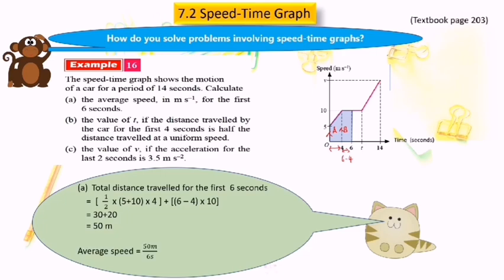So average speed equals 50 meters divided by 6 seconds. Average speed equals 25/3 meters per second.